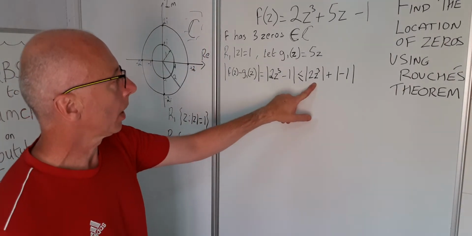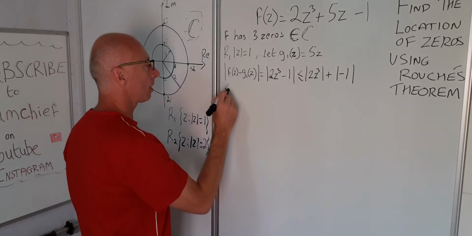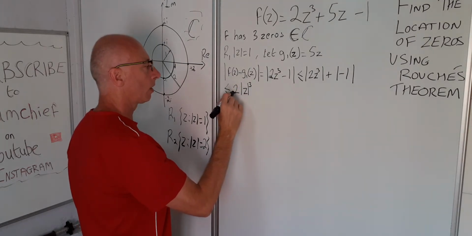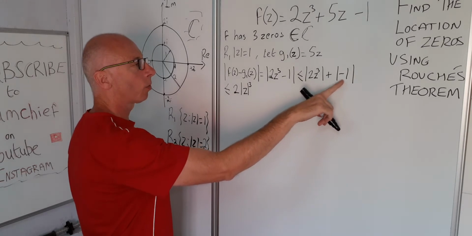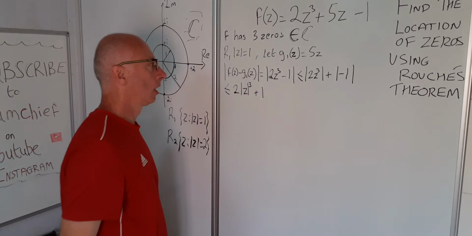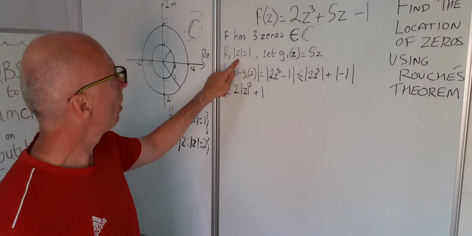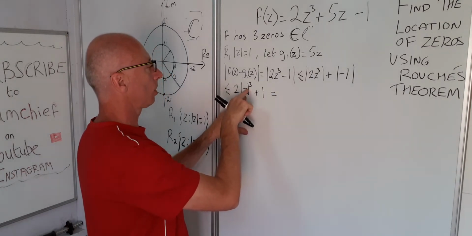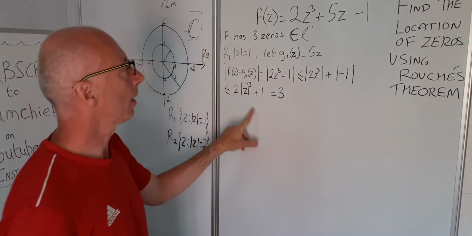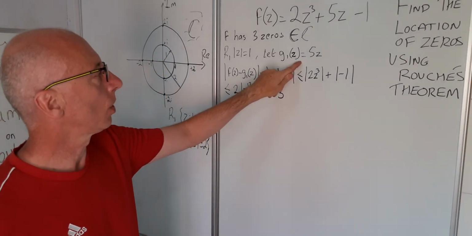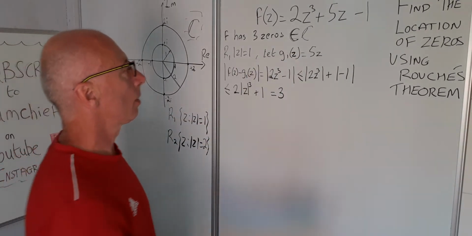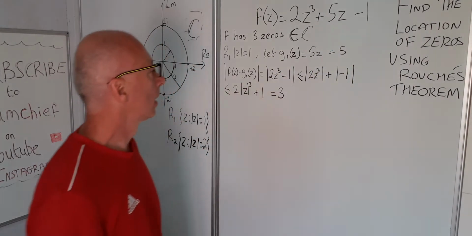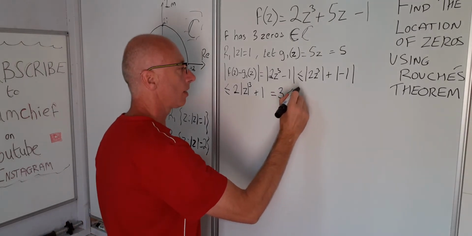Okay, now we just keep going down and keep going along and breaking this down. So we say that this is less than or equal to 2 modulus of z cubed, and then plus a modulus of minus 1, well that's just going to be plus 1. Okay, so now for this region 1 where modulus of z equals 1, we just now plug in 1 for this value here. So 2 times 1 cubed is 2, plus 1 is 3. Okay, now we need this value here for g1 of z for region 1. So when z is 1, we just say that 5z is 5. So now we can see that 3 is less than 5.